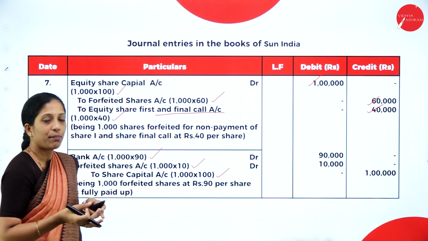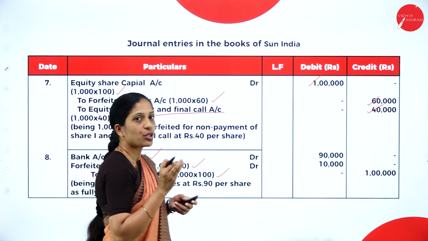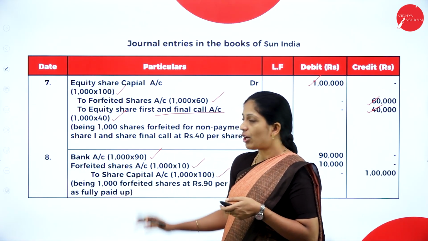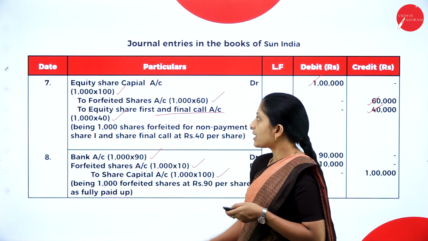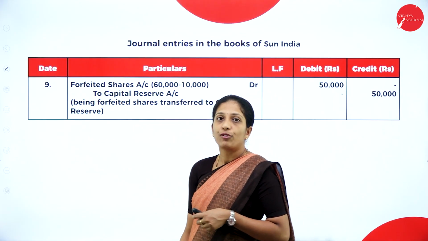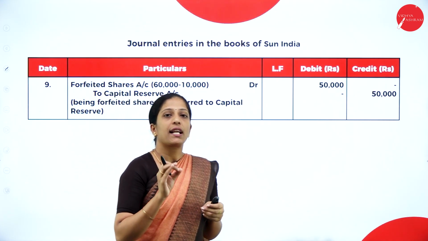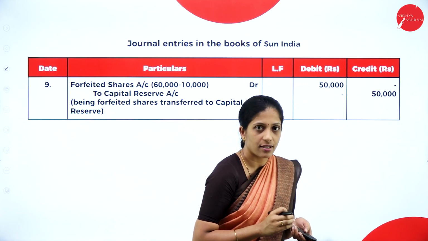Now how do you write the amount? Being 1000 shares reissued at rupees 90 each. So hope you are clear about reissue. Now your last entry is for transferring your forfeited shares to capital reserve. So what is your entry? Forfeited shares account debit to capital reserve account.